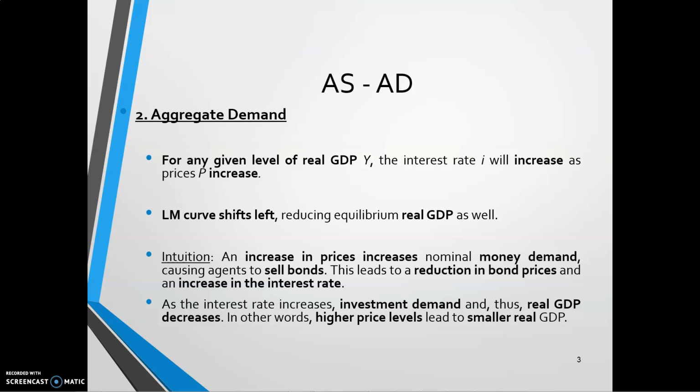Now, this may not be super intuitive, but the actual underlying intuition is very straightforward. If things get more expensive for a given level of money supply, people now need more money. An increase in prices increases nominal money demand. Because there isn't more money, agents will try to sell their bonds. The consequence of that is an excess supply of bonds, which reduces bond prices and in turn increases the interest rate. Of course, as you know, as the interest rate increases, investment demand declines, and that pushes down real GDP. The consequence of this, and this is where your aggregate demand curve comes from, is that higher price levels translate into smaller equilibrium output.